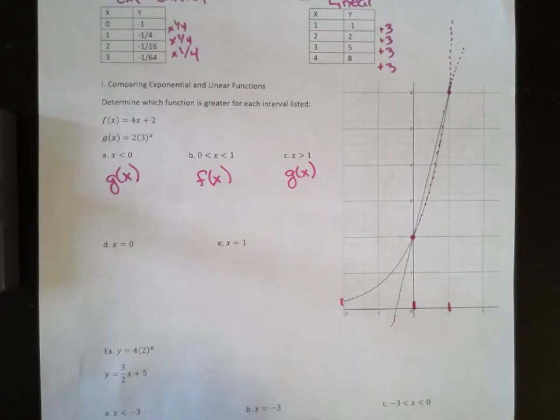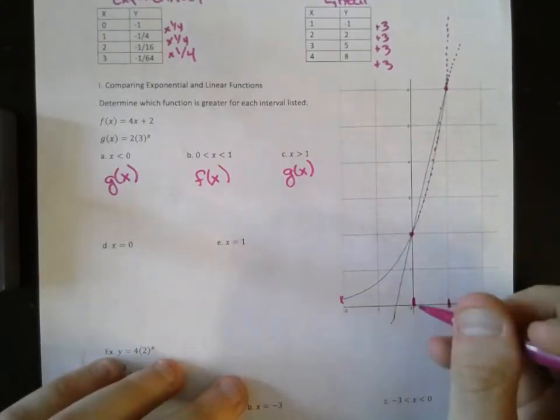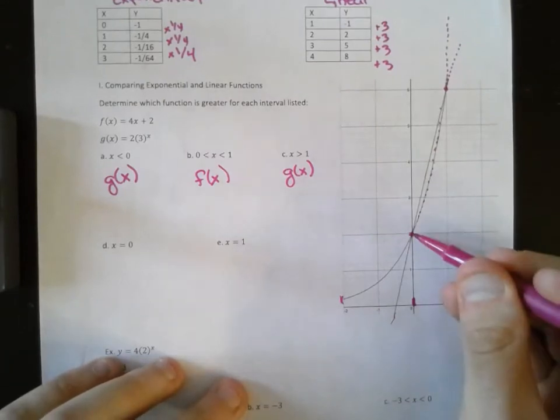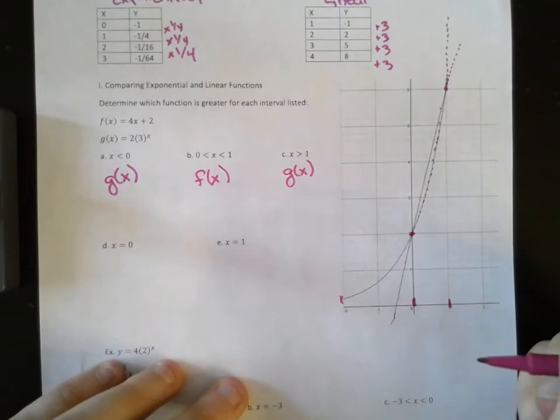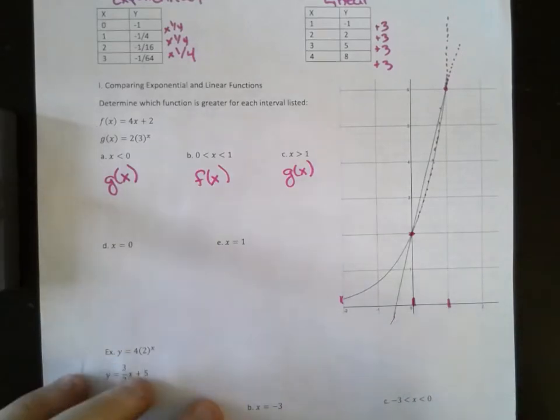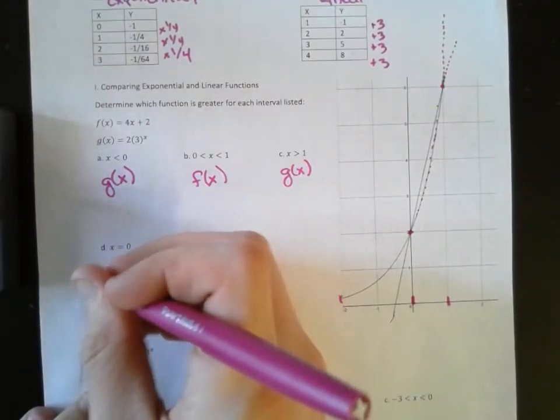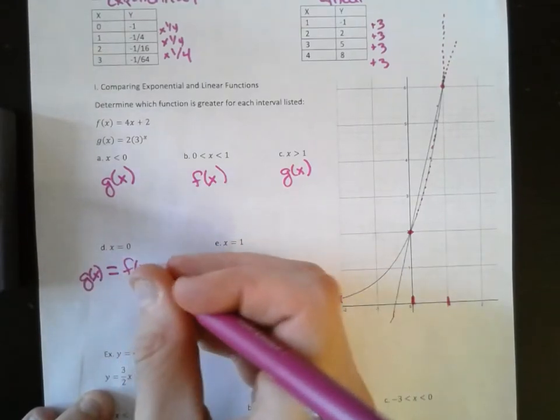Now I want to know which ones are higher at 0 and at 1. So we're no longer talking about an interval. We are now talking about at certain points. If I look at x equals 0, I found 0 right here. Oh, that's an intersection point. So ask yourself, at the intersection point, what happens with these two graphs? They cross. Since they cross, they have to be equal. g of x is equal to f of x.